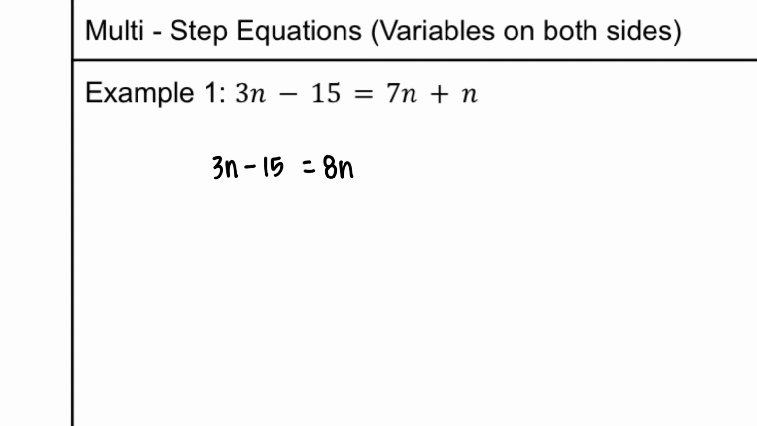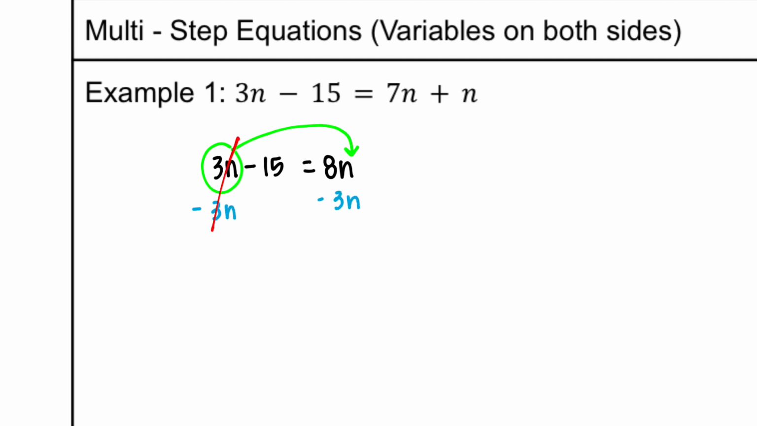I'm going to start moving stuff because I want all the letters on one side and the numbers on the other. I always move the smallest letter because that keeps it positive. So I'm going to take this 3n and move it to the other side. I still do the opposite though. So on the left side, it's positive, which means I'm going to subtract 3n from both sides.